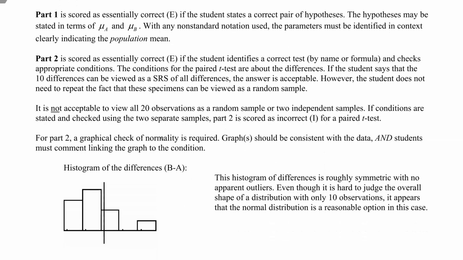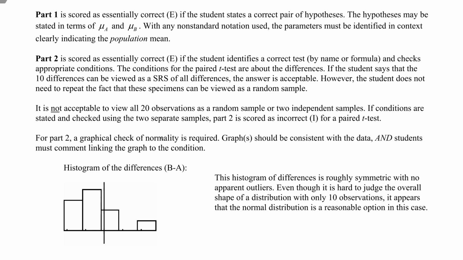So let's just look really quick at how these things were scored. Part 1, the correct pair of hypotheses may be stated with a mu A and a mu B. I'm confused by that, but okay. Part 2, essentially correct if they identify the test and check the appropriate conditions. Interesting. So not acceptable to say there are 20 observations there since there's only 10.